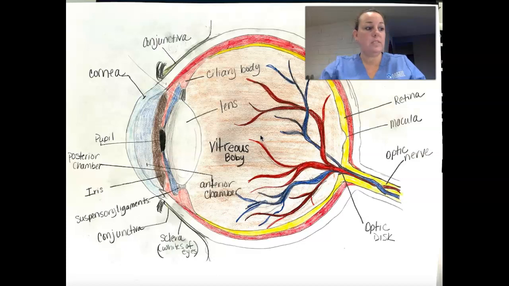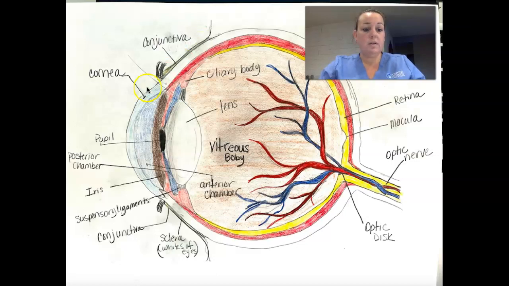So our eye is an organ for sight. It has several components which include external, middle, and internal structures. Some external structures are the conjunctiva, which is the thin layer underneath the eyelid. It's a transparent mucous membrane that covers the inner surfaces of the eyelid and extends over the sclera.